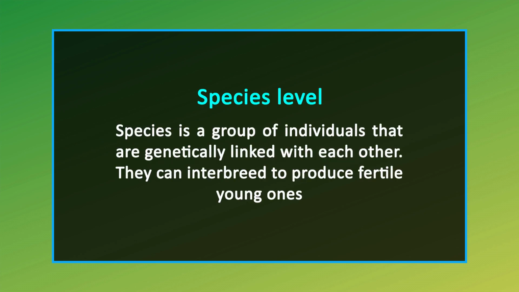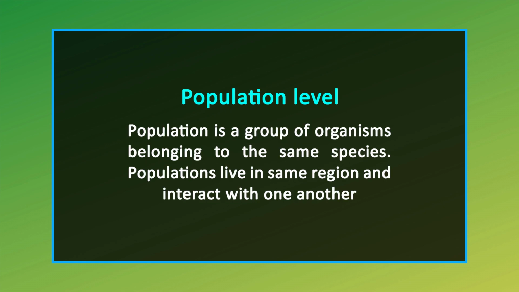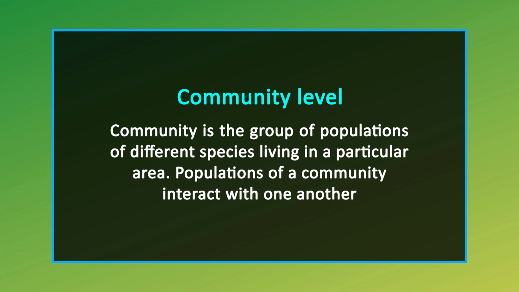Species level. Species is a group of individuals that are genetically linked with each other. They can interbreed to produce fertile young ones. Population level. Population is a group of organisms belonging to the same species. Populations live in the same region and interact with one another. Then community level. Community is a group of populations of different species living in a particular area. Populations of a community interact with one another.